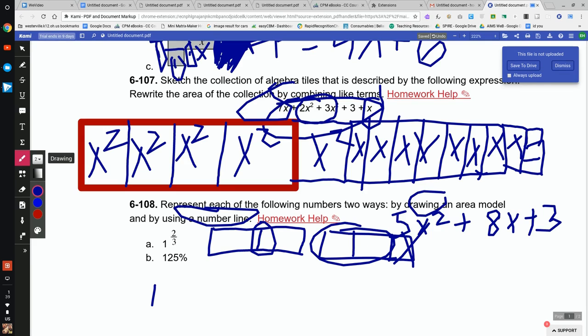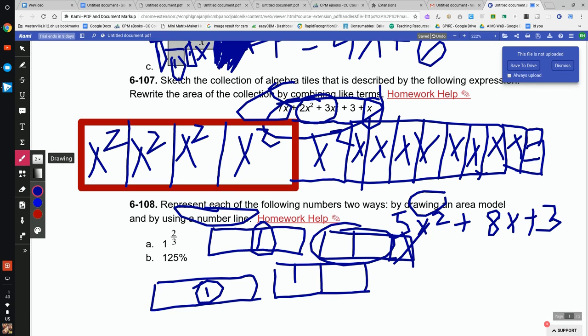125%, kind of similar. If I want to draw another whole, counted this as 1. And I drew another whole, split it in half, and split it into fourths. I would circle this portion to be my 25%. So I have 1 1/4, which is 125%.